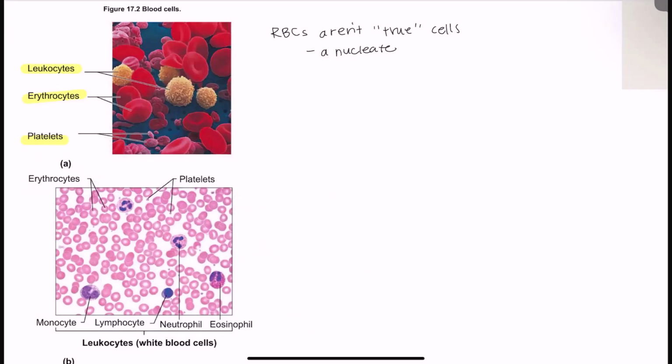And then the other thing about formed elements, we call them amitotic. Amitotic, which means that they don't divide. Again, there's that A in front. So amitotic, a mitotic cell would divide, but an amitotic cell does not divide.